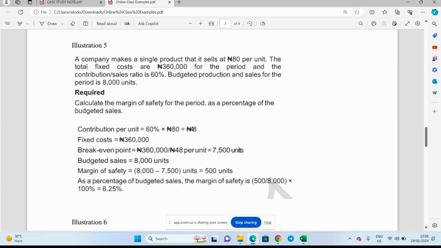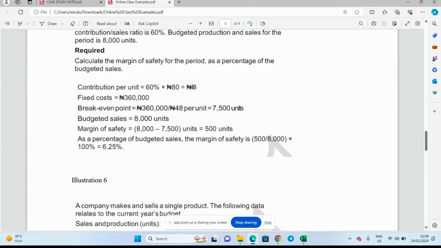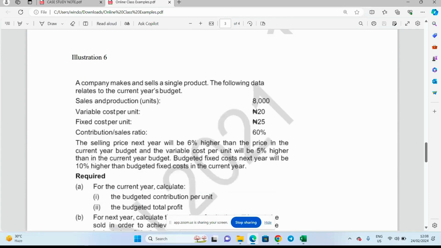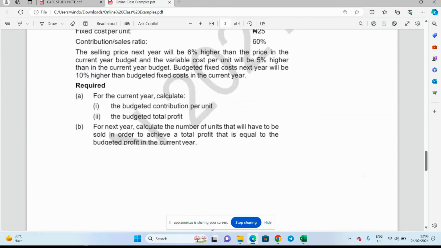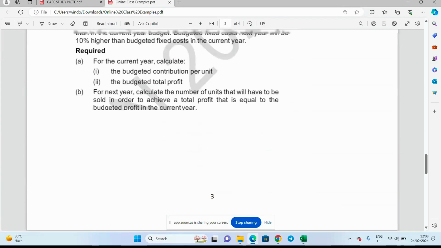Now, calculate margin of safety for the period as a percentage of budgeted sales. Your budgeted sales is actually 8,000. And when you have to calculate something as a percentage of something, it will be 500 units divided by 8,000 times 100 over 1. You understand? Yes, sir. So that will give us 6.25. Is that clear? Yes, sir, it is. Okay. Now the final one.